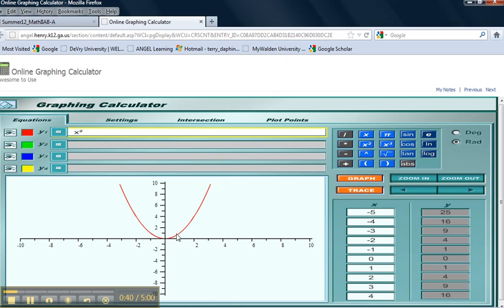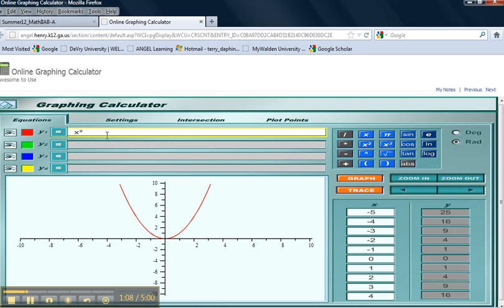Okay, this is a parent function. Why do I call it a parent function? Because there are other functions that, well, if I multiply this by a number, if I add something to it, subtract something from it, it's going to take this graph and shift it. It could shift it to the left, to the right, up, down, upside down, can squeeze it to make it look skinnier, or it could stretch it, which would make it look wider.